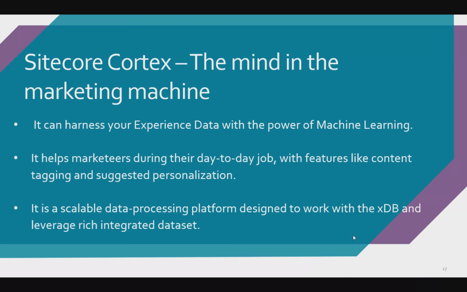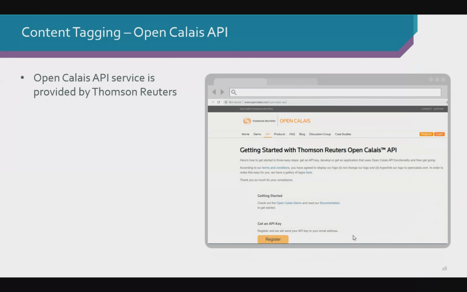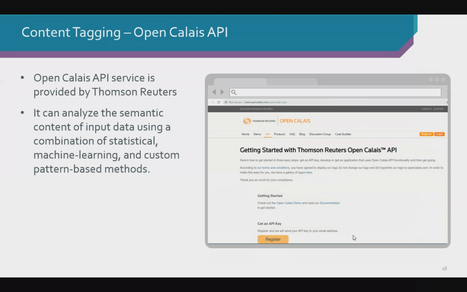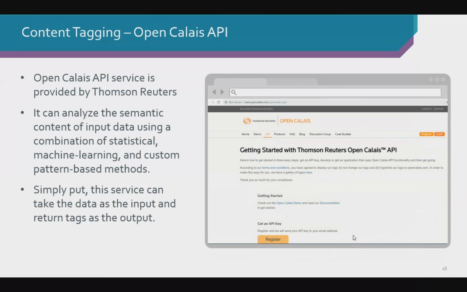So content tagging uses Open Calais. The Open Calais API is a service provided by Thomson Reuters. This service can analyze the semantic content of input data, use statistical machine learning algorithms, and return you tags based on that. Simply put, this service can take data as the input and return tags as the output. So you supply it a web page, and it will return a list of tags that is available for that web page.